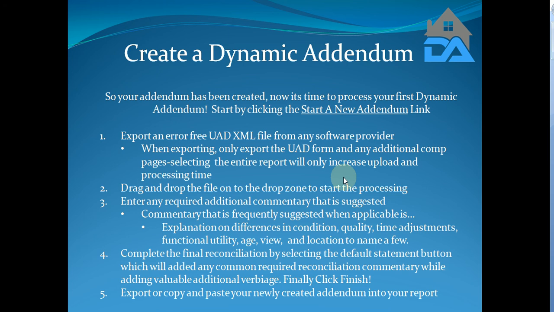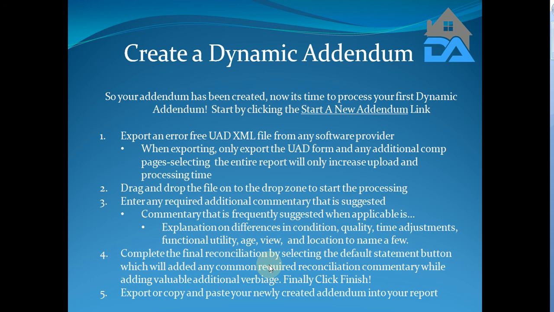One tip for exporting, I'm going to say it again: do not export your entire report. I mean, that might end up being like 5 megs. It's going to increase the processing time. All you need to do is select the items, check mark the items. I use Total. Check mark just the UAD forms. So I'll unselect all and then just go and check mark all the UAD forms and any additional comparable forms. You need those as well.